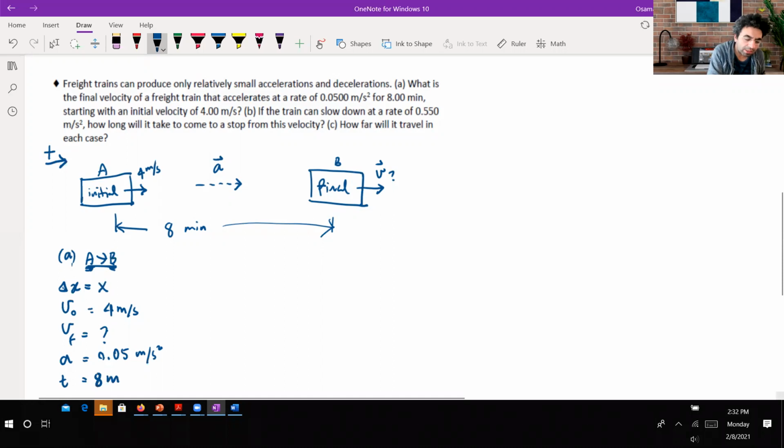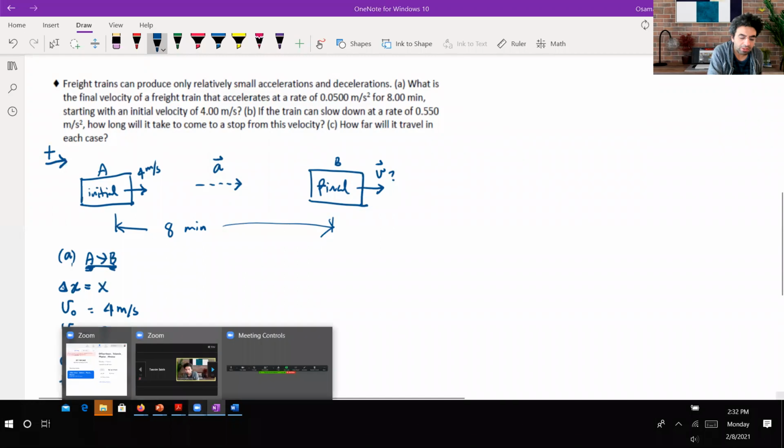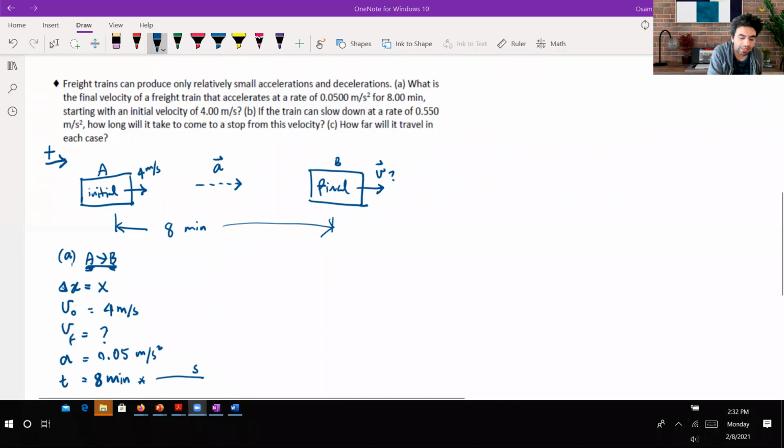8 minutes is the time interval, but as you can see, everything is in SI units here. Everything is in meters and seconds and so on. So I'm just going to convert this to seconds because I know I need to, so I might as well do it now. Here's minute, so I can cancel it, and here's second. This is the conversion factor I'm looking for. I know that 1 minute has 60 seconds in it, so 8 minutes would be 480 seconds.